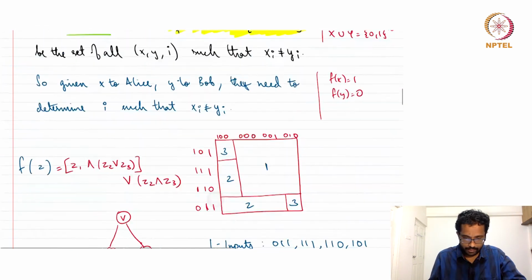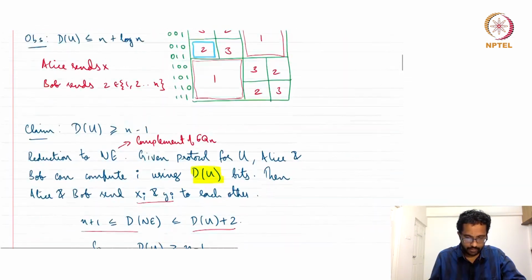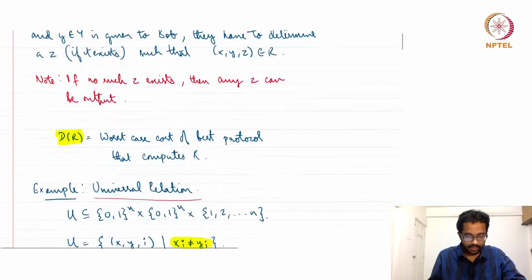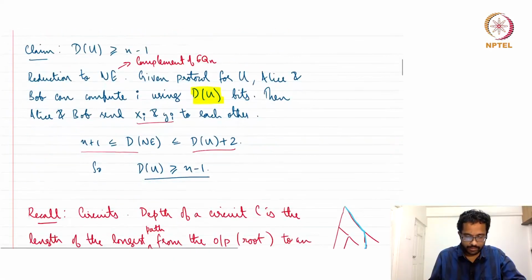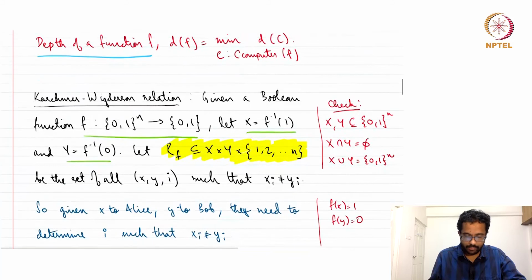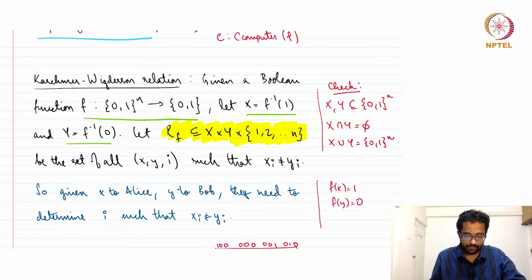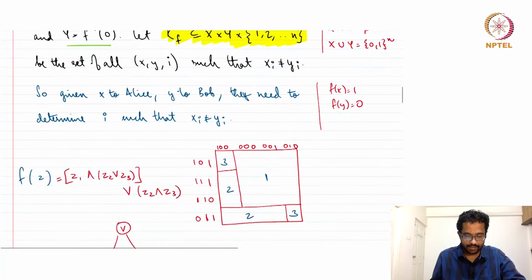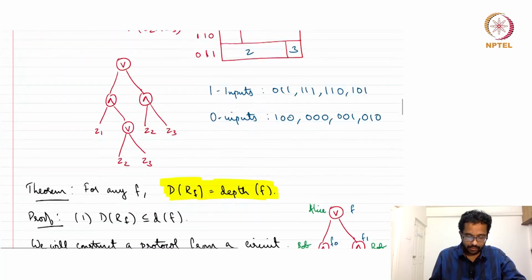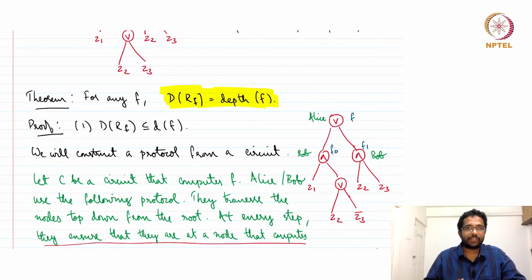Yes, just to summarize, we defined relations. We saw the universal relation. We defined the communication complexity of the relation. Then we saw this Karchmer-Wigderson relation and the proof of the Karchmer-Wigderson theorem, that the deterministic complexity of the relation is equal to the depth of the circuit that computes the function. In the next class, we will see an application of this to matching.